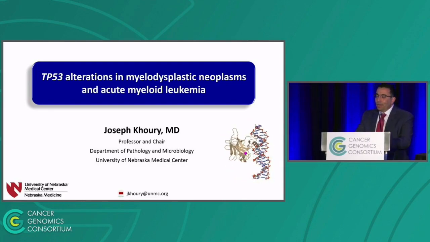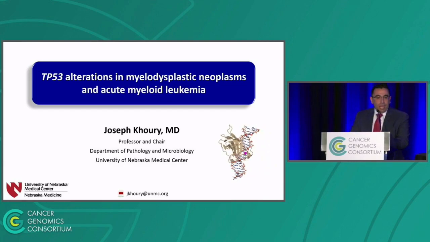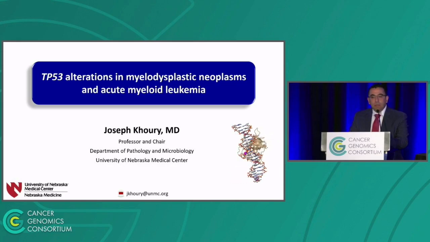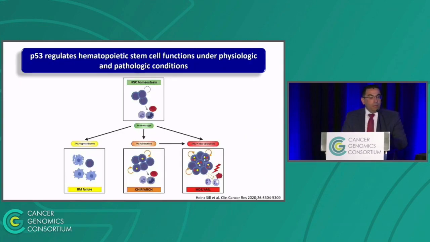Without further ado, I'd like to share with you today some insights on P53 alterations in myelodysplastic neoplasms and acute myeloid leukemia. P53, being an important gatekeeper of our genome and other important cellular functions, is not surprisingly an important regulator of hematopoietic stem cell functions. Of course, under physiologic conditions, but also within the framework of myeloid neoplasia.